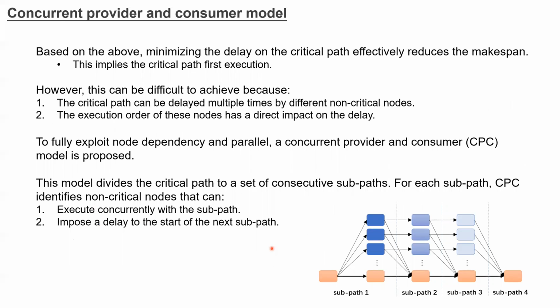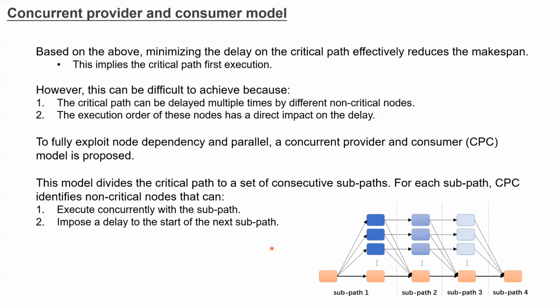So based on the above, we can understand that minimizing the delay on the critical path can effectively reduce the makespan of the DAG. So this also implies the critical path first execution. However, this can be very difficult to achieve because the critical path can be delayed multiple times by different non-critical nodes. And the execution order of these nodes can have a direct impact on the delay of the DAG.